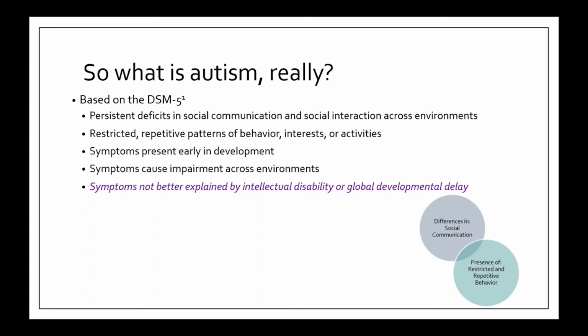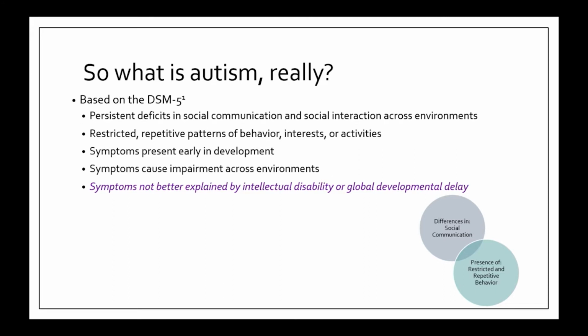With autism, we expect those symptoms to be present early in the developmental period. So we would not expect these symptoms to first emerge in adolescence or young adulthood. These are things that we're noticing prior to the age of 5 or 6. Often these symptoms are causing impairment in multiple environments. So it's not just somebody who's having some trouble with social interactions at school, but we would see impairment at school, at home, and in other settings.